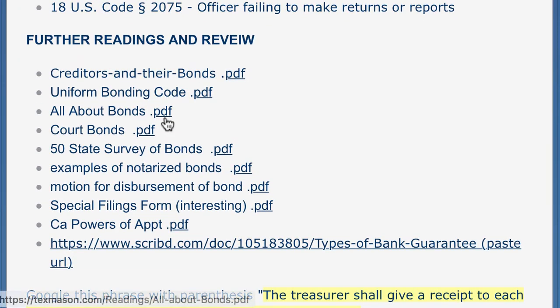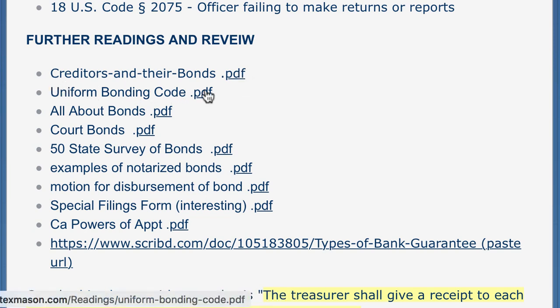Now, finally, and then I'm going to get out of here. This is where you can go for more resources on bonds. You can read Creditors in Their Bonds. I have the link here. This is one that Yusuf L. from High Frequency Radio talks about a lot. He actually reads this on YouTube too, I think.